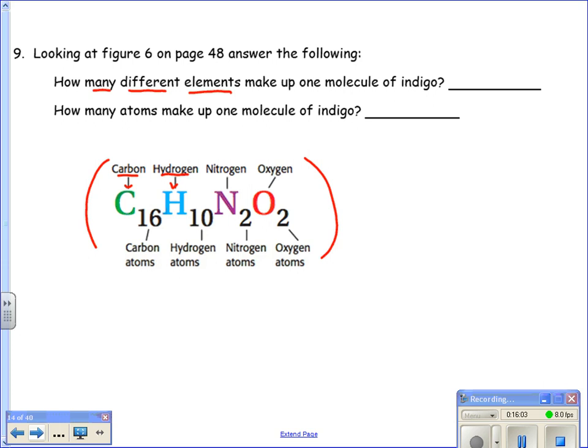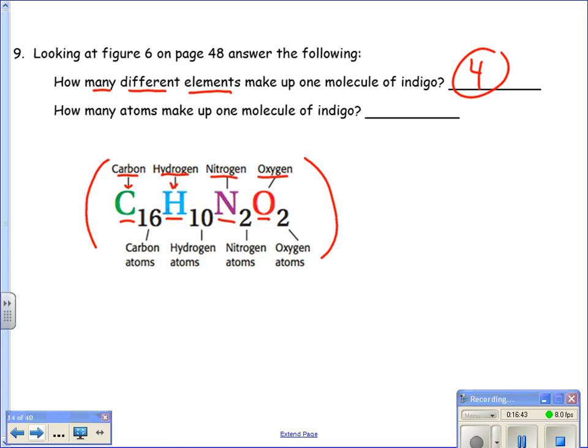Now, if you don't know the names of these, C, H, N, O, that doesn't matter. All that matters is that you see there's a capital C. That means that's one kind of element. A capital H means a second kind of element. Capital N is a third kind of element. And capital O is a fourth one. So we have 4 different elements. Again, if you don't even know the name of these symbols, don't worry about that. You know there's 1, 2, 3, 4 different letters. That means you have 4 different elements in this molecule.